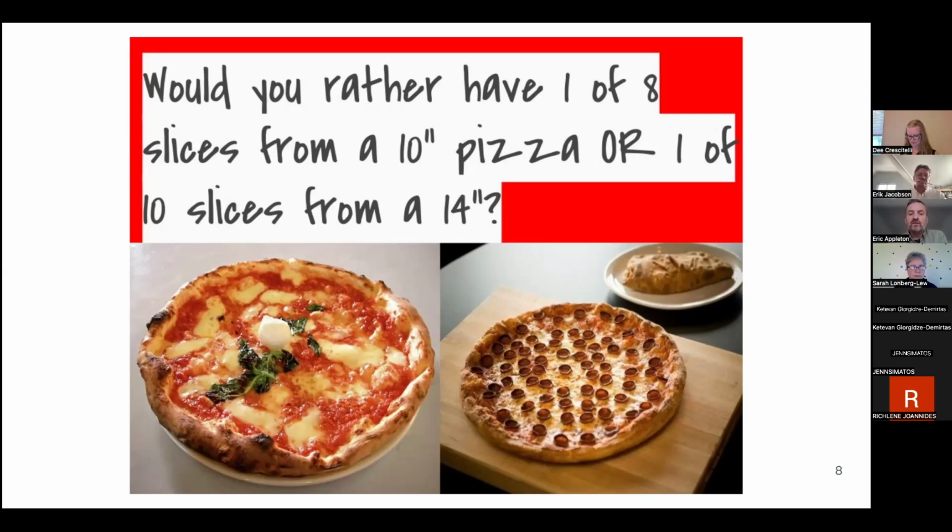One thing you might think about is, well, do you want more pizza? Do you want less pizza? If you're trying to control your own impulses, maybe you want fewer slices in the pizza, or maybe you want more slices because you're less likely to eat more. Or maybe there are other considerations that you're thinking about. One question I have is, how different are the sizes of the two pizzas? How much bigger is a 14-inch pizza than a 10-inch pizza?